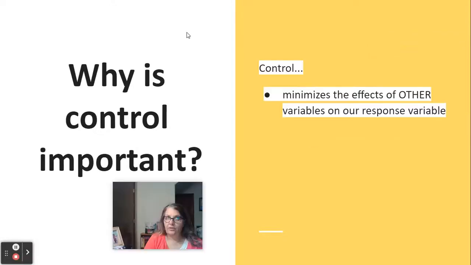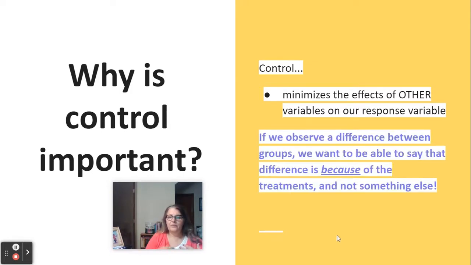Why is it important? You're minimizing the effects of other variables on our response variable. We want to make sure that there aren't other things affecting your response variable. We want to be able to say that the difference we observe is because of the treatments and not something else. So that's the point of a control.